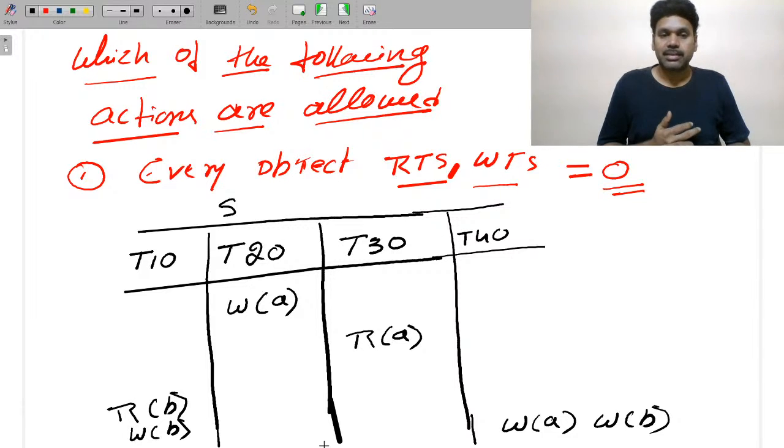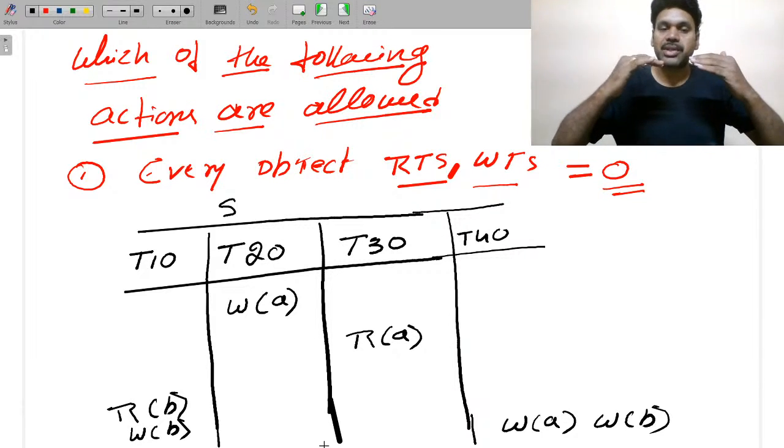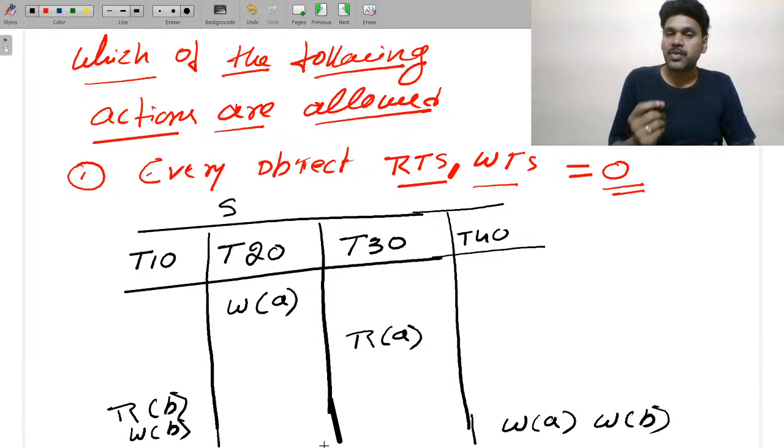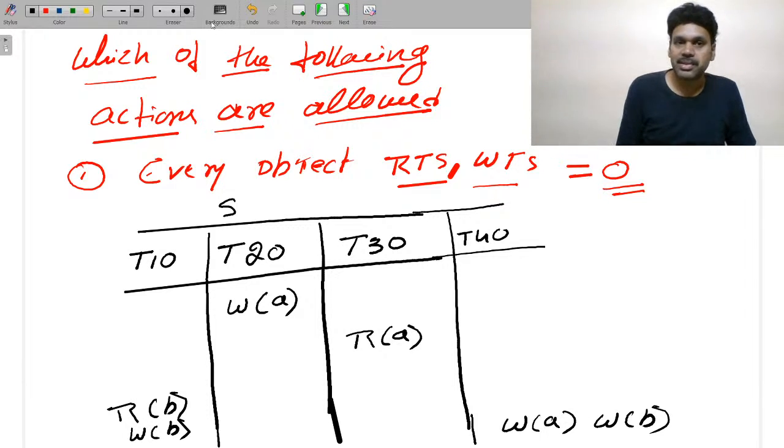Please understand. Which of the following actions are not allowed in this? Observe carefully, friends. Which of the following actions are not allowed in this? Please see, you follow with me.